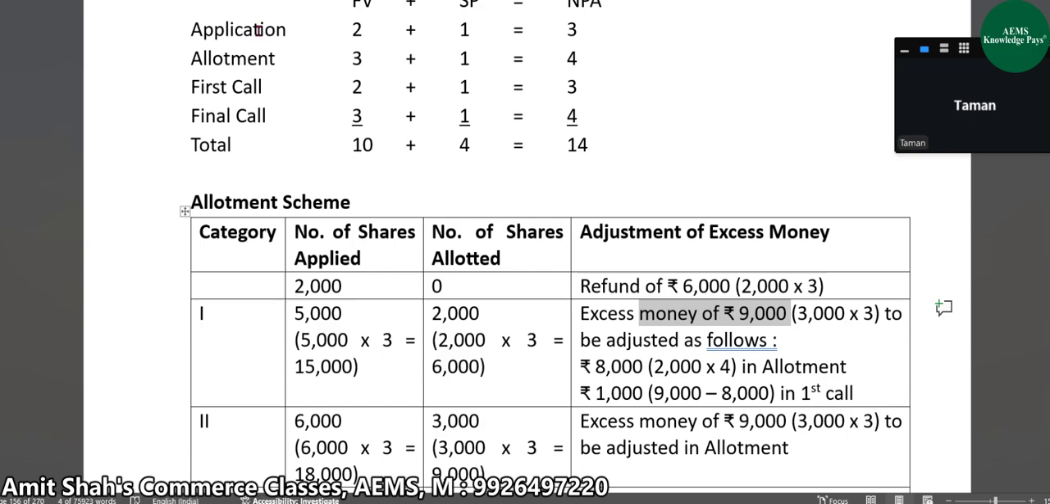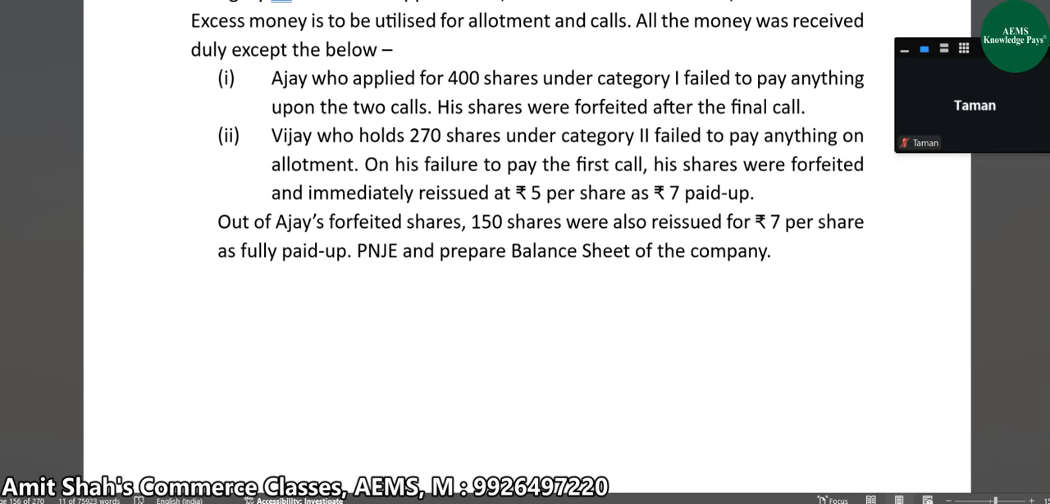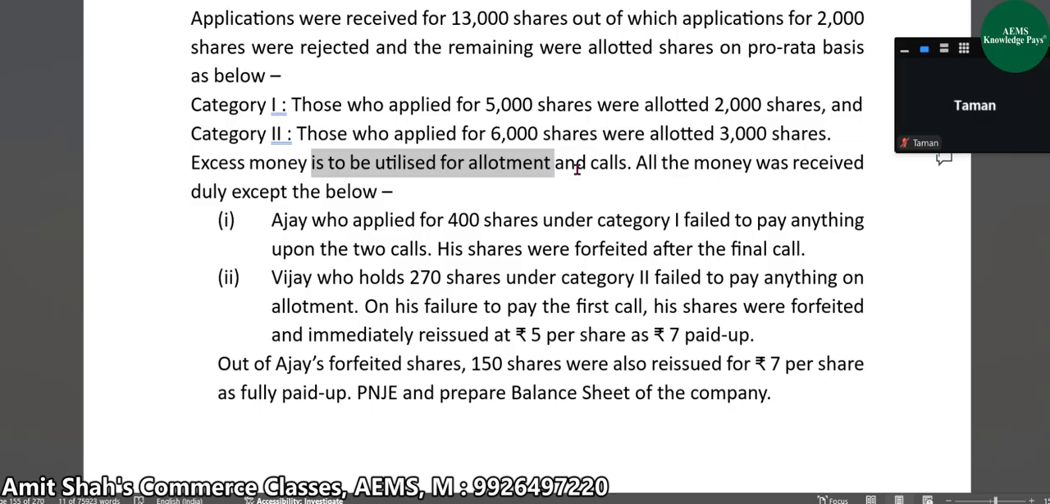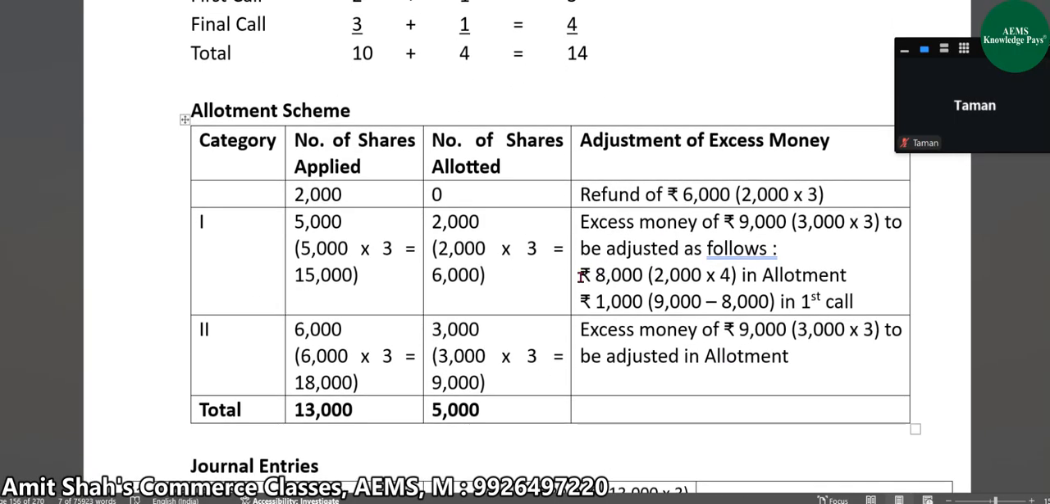And this excess money is entirely of application only. It is coming from application only. Nothing is coming from allotment. After adjusting 8,000 in allotment, we still have 1,000 with us. That is why we are using this in first call. And the question says that you can use the excess money not only in allotment but also in calls. If the question said that excess money is to be utilized only for allotment, then after using 8,000 in allotment, rupees 1,000 we would have refunded. We would not have used it in first call. Does this make sense and give you more clarity, or do you still have many confusions?